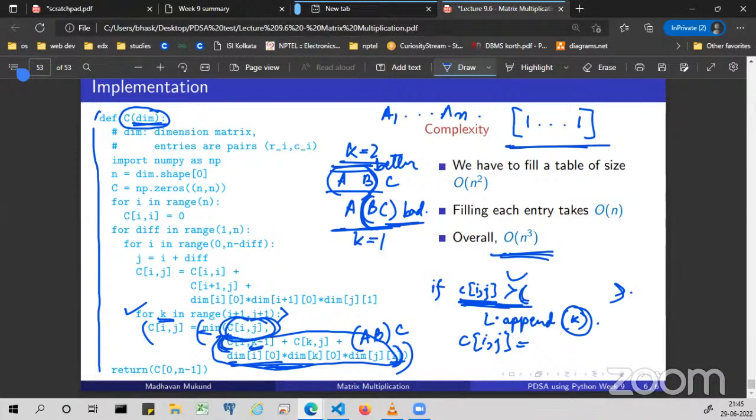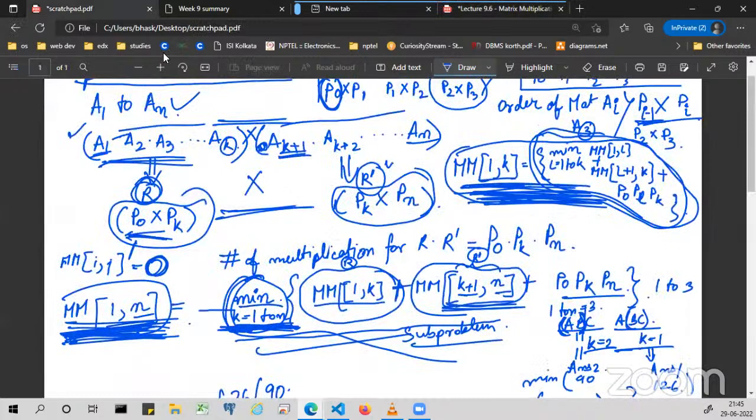Any doubt? Any question in this part? There is nothing difficult in this code. You just run the two for loops. Obviously, it's a 2D array, so you have to run two for loops. And then you simply apply the initialization, and then for k in range i plus 1 to j plus 1, you simply apply that formula, the recursive substructure, the minimum of this thing. Nothing else is there.